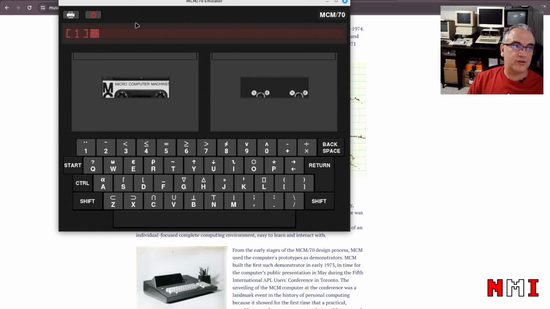Let's see. Oh, no. That's not what I wanted to do. I don't want to type a program. What should I do to cancel this command? Okay. Now I want to run.